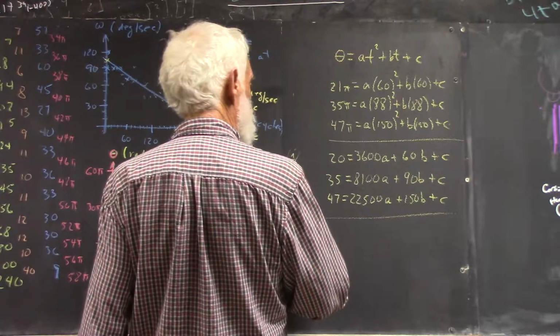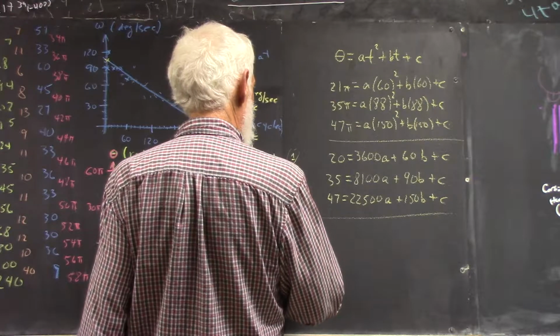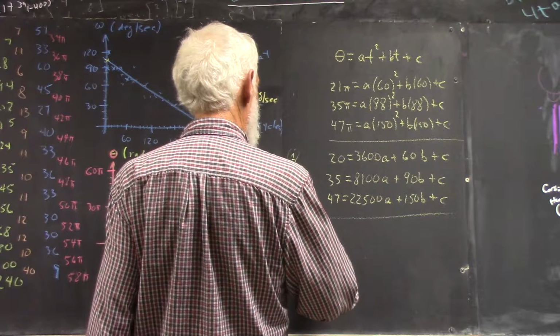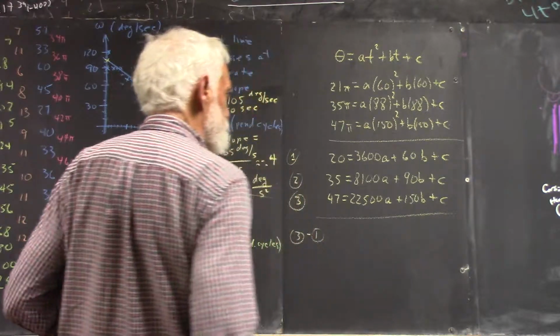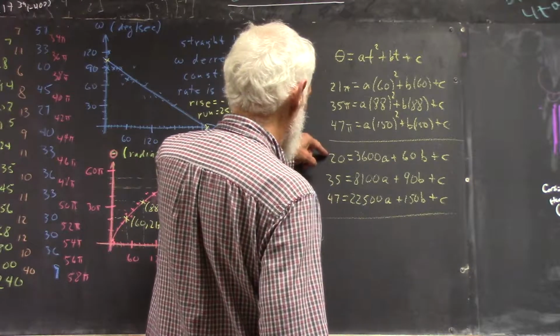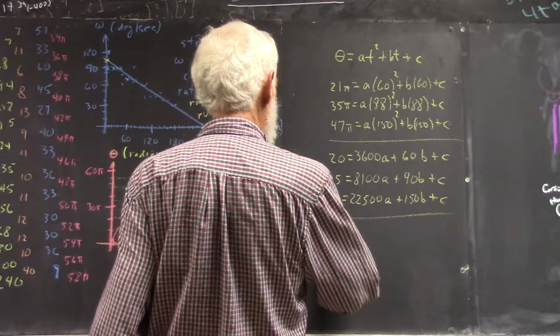So I'm going to do the third equation minus the first. So I have 47 here, 20 here. 47 minus 20 is 27.